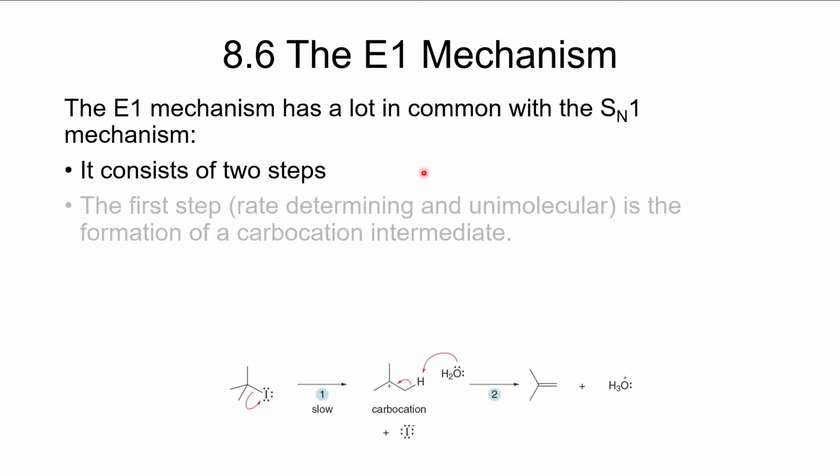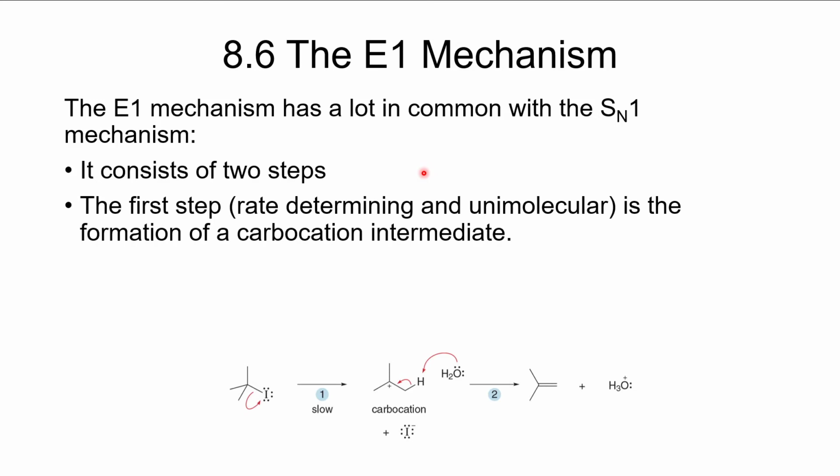The first step is the rate determining step, and it's also unimolecular, and that is the breaking of the carbon-halogen bond to form a carbocation. And so that one is here, and like I said, that is the slow or rate determining step. That's an endothermic step, pretty significantly endothermic. All right, so we form that carbocation, and then the second step is when we deprotonate. So our base comes along, removes the hydrogen, and forms our alkene.